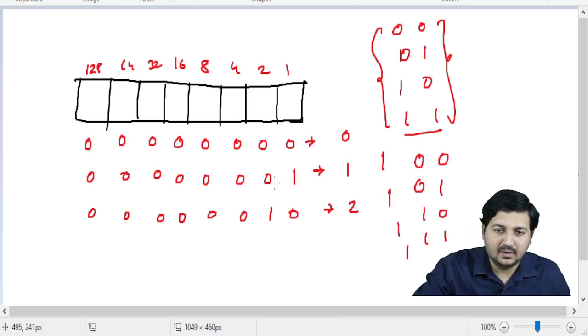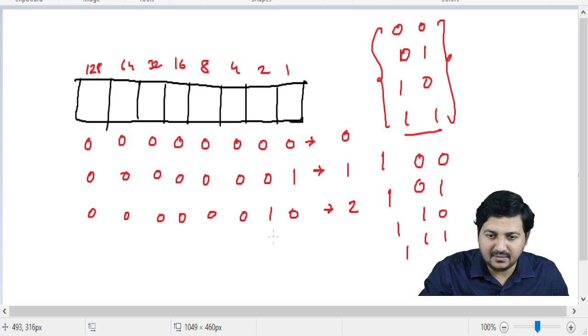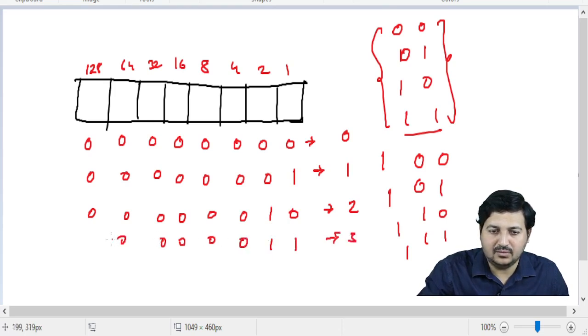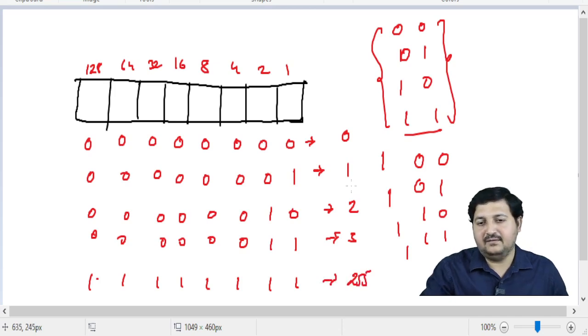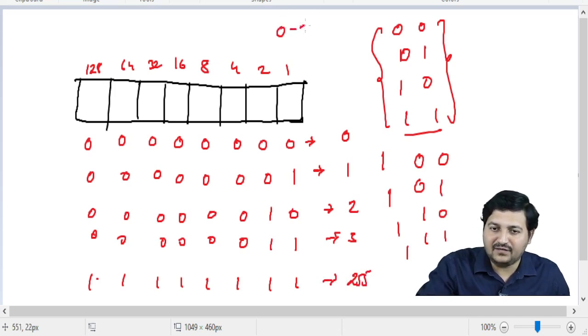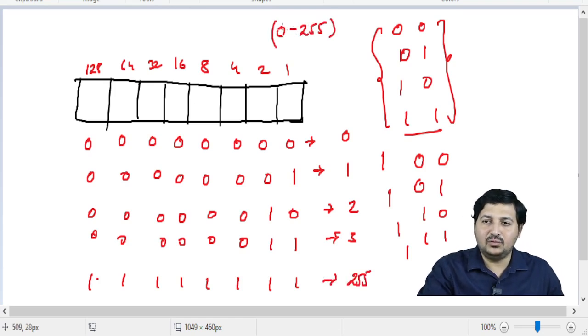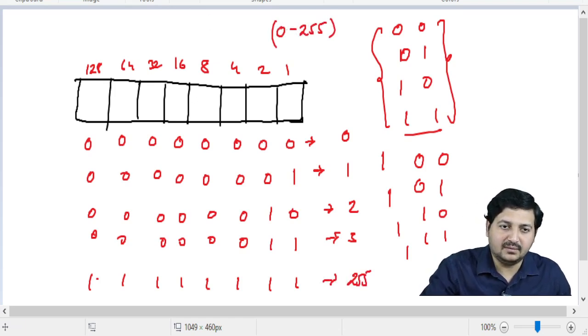Okay. So now let me write it here. For example, after 2, what next? 3. 3 means what? 1 1. So this is 3, and all the remaining will be zeros. In that way, what will be my last? All ones in all 8 bits. So what is the value? 255. So what is the range of an octet? If someone asks you, you should say the range of an octet is 0 to 255. Okay, fine.